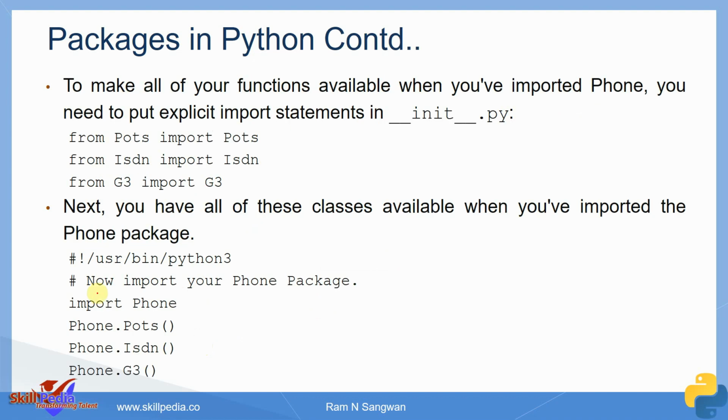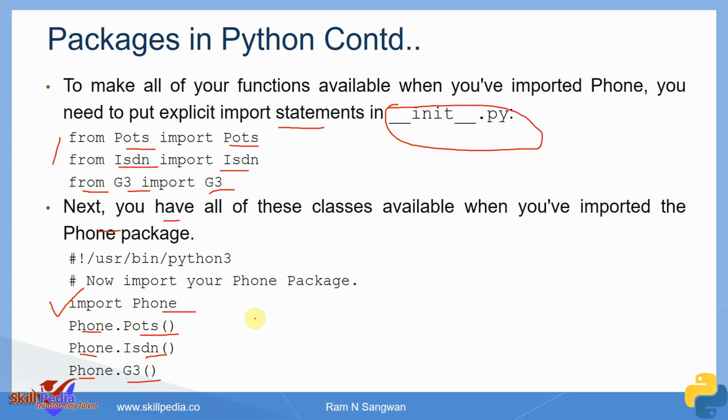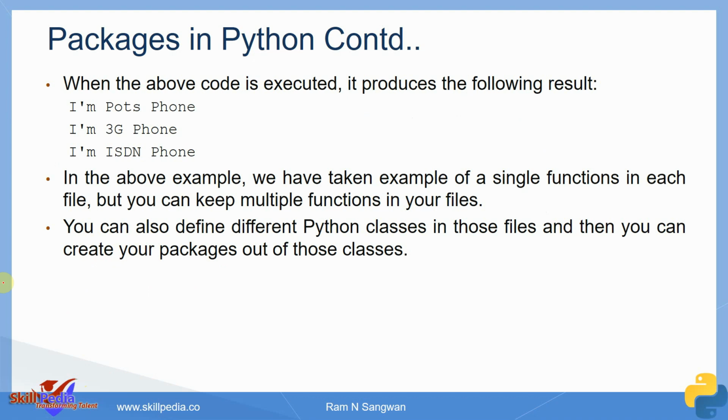To make all your functions available when you have imported phone, you need to put explicit import statements in this file, and this is what you put here: from pots import pots, from ISDN import ISDN, from G3 import G3, and now you can use them. Import phone, then phone.pots, phone.ISDN, and phone.G3, calling the appropriate function. When the above code is executed, it will produce this kind of output: I'm pots phone, I'm 3G phone, and I'm ISDN phone, corresponding to the functions declared in these files. In this example, we have taken a single function in each file, but you can keep multiple functions in your files. You can also define different Python classes in those files, and then create your packages out of those classes. It is going to be much more interesting after the session.